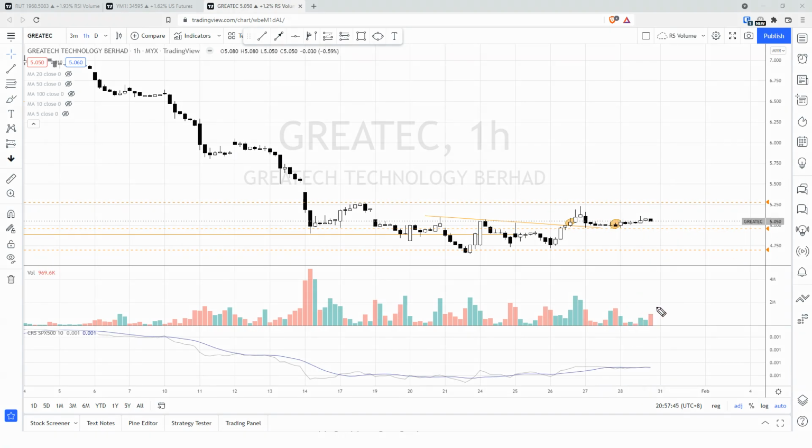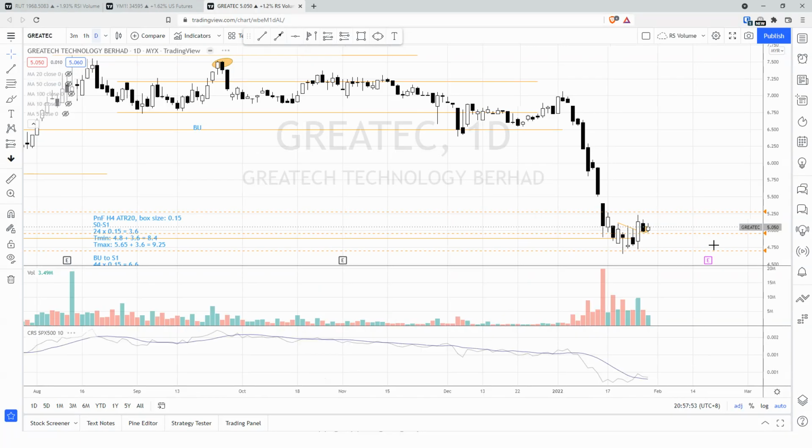You can see that the next day is up a bit, with low volume. So overall, I think this trade might still be valid. I still see some bullish commitment to the upside, because there is no follow-through of the supply. So I think this is the bullish side for GREATEC. But to manage my risk, I just exited the trade. All right, so that's GREATEC.